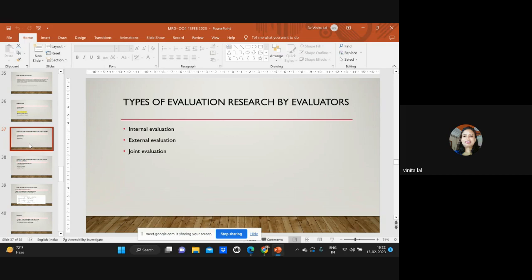Another one is external evaluation. The person is outside the agency. In external evaluation, the funding organization retains an evaluator from outside the agency to evaluate the program or project activity, for the purpose of funding, on how the money given is utilized by the agency. Another one is joint evaluation. This type of evaluation involves an external evaluator and one or more representatives of the agency.